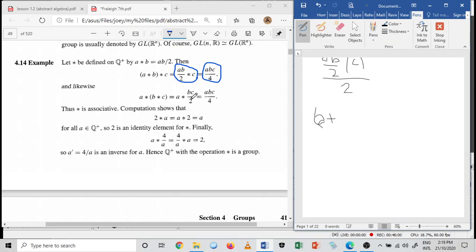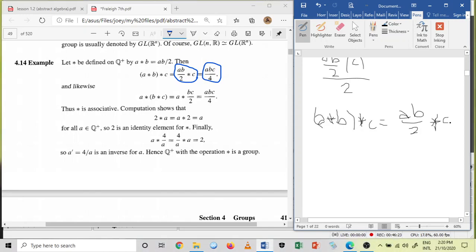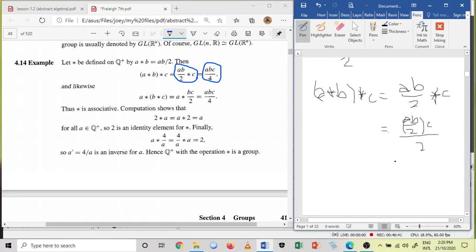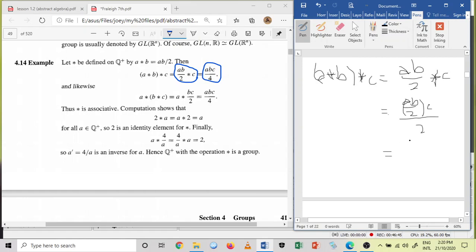So, there would only be one line, one story, because these are 2 sentences already. So, A operation B operation C would be equal to AB over 2 operation C, but that would be equal to AB over 2 times C over 2, which can then be written as AB times C over 2. I'm sorry, let's erase this. Over 2 all over 2.